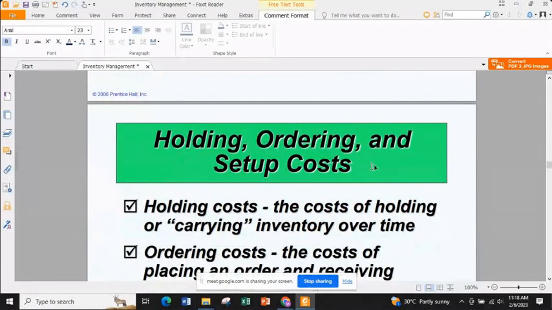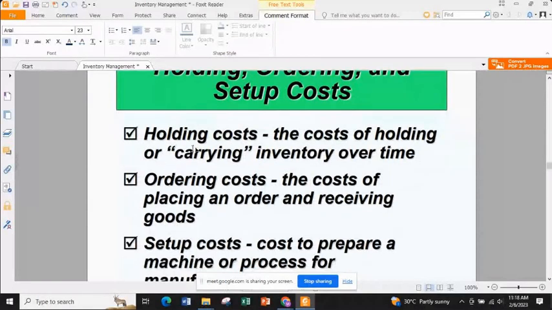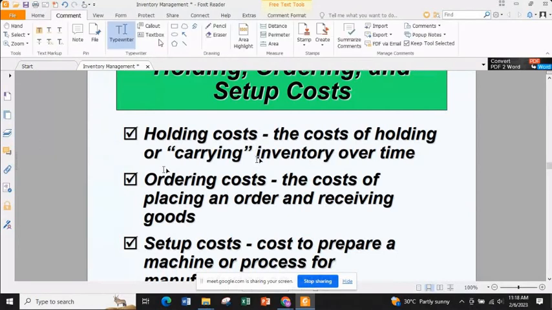So holding, ordering, and setup cost. Holding cost, the cost of holding or carrying inventory over time. Like steel, you order a huge amount, so you hold the cost at that price. Let's say you buy the steel, holding cost, you buy at the price today.